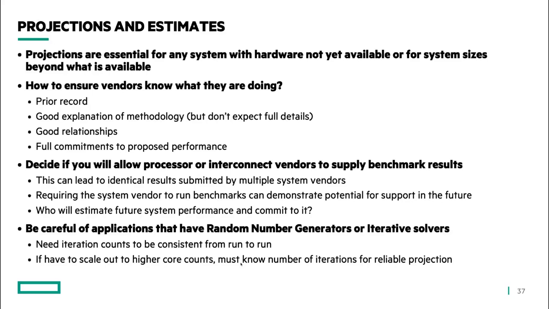You need to decide if you're going to allow processor or interconnect vendors to supply the benchmark results. This can often lead to identical results coming from multiple different system vendors. And you can think about it, if you require a system vendor to run the benchmarks, you get a better assessment of their potential for supporting your work and needs in the future. And if you are going to let processor vendors or others supply the benchmark results, the system vendors just bundle them in, so figure out and decide who's going to estimate the future system performance and who's going to be committed to it. And then finally, when you're looking particularly for estimates and projections, be very careful of applications that use random number generators or iterative solvers. Those can vary from run to run and can make it difficult to do a good projection.